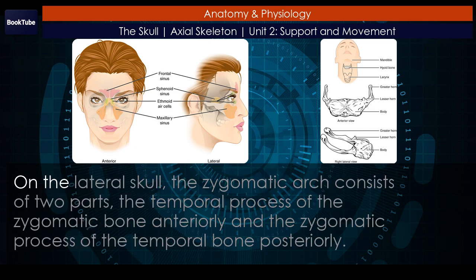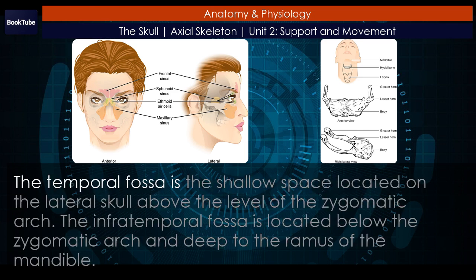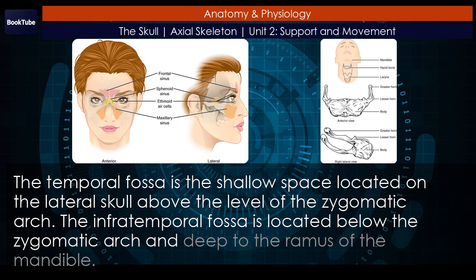On the lateral skull, the zygomatic arch consists of 2 parts: the temporal process of the zygomatic bone anteriorly and the zygomatic process of the temporal bone posteriorly. The temporal fossa is the shallow space located on the lateral skull above the level of the zygomatic arch. The infratemporal fossa is located below the zygomatic arch and deep to the ramus of the mandible.